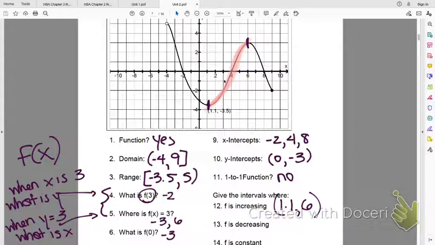So decreasing, how many sections do we have that are decreasing? 2. I have this left section from here to here, and I have this section from here to here. Again, we're always going to use parentheses, and we're always going to use the x values. So the decreasing is going to start at what x value? -4. And it's going to stop decreasing right at the bottom of that hill. What number? 1.1. The second section is going to be from where to where?